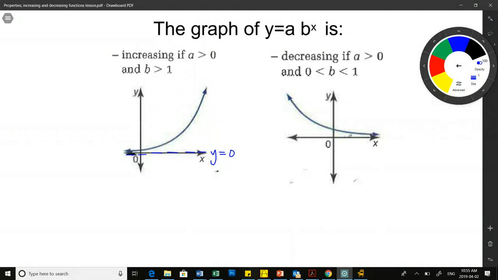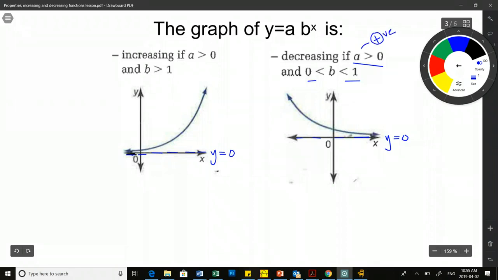Now when b is between 0 and 1, something like a half, we have those half-life type questions that we were talking about, and that's the graph of decay. And that also has the asymptote along y equals 0. But they're above the asymptote because the a value is positive. Okay, so this means the a value is positive when we say greater than 0.